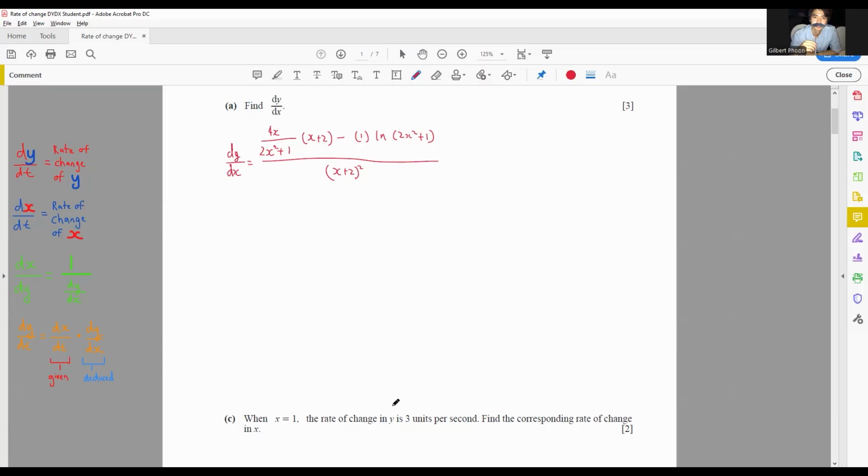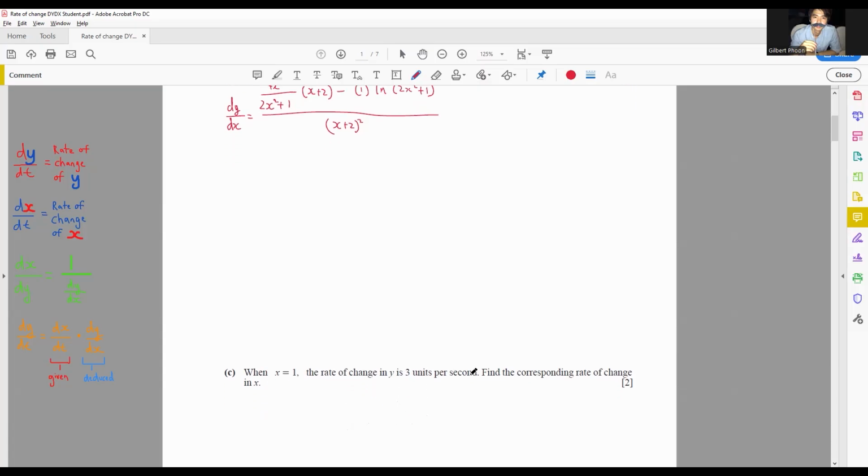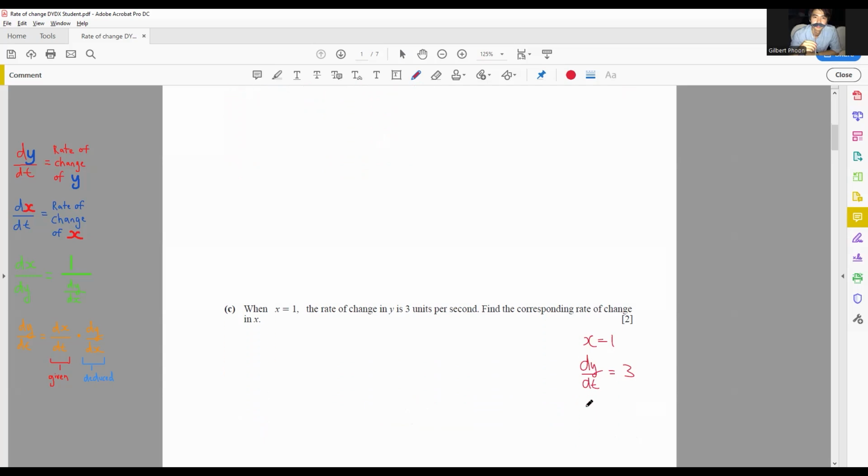What I would do in these questions is I would always write down the details given to me in the question on the right-hand side of the paper. So when they say x equals 1, I'm just going to simplify it and write it down on the side. The rate of change of y is 3 units. So this is rate of change of y, which is in other words dy over dt. This equals 3. Find the corresponding rate of change in x. So what we're looking for is dx over dt, right?